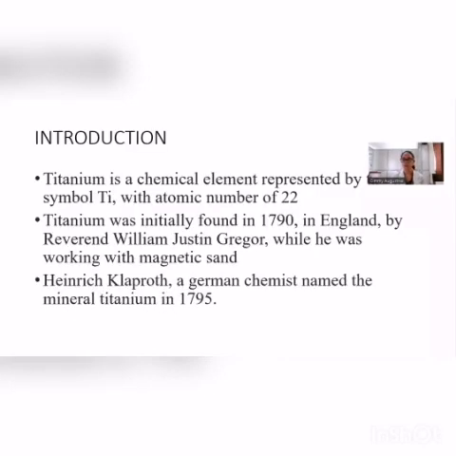So, what is titanium? Titanium is a chemical element with the simple symbol Ti. We will talk about how the metal is found and how it came to us. Titanium was initially found in the 1790s.